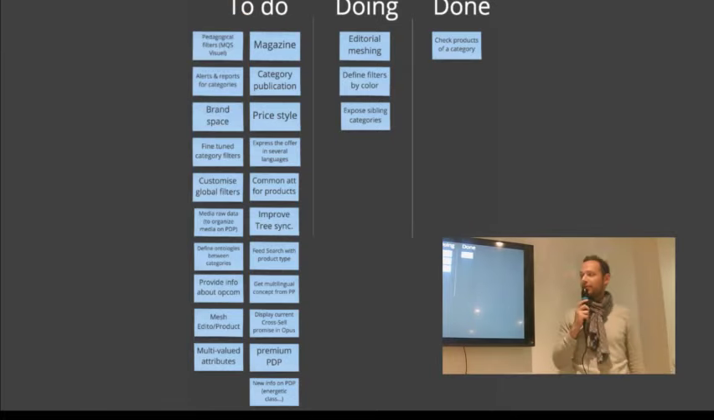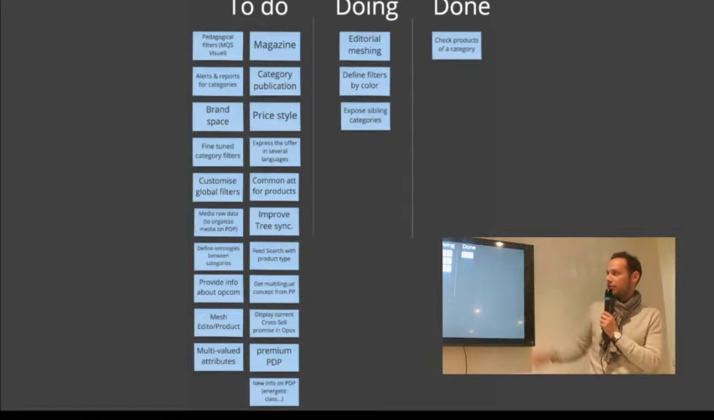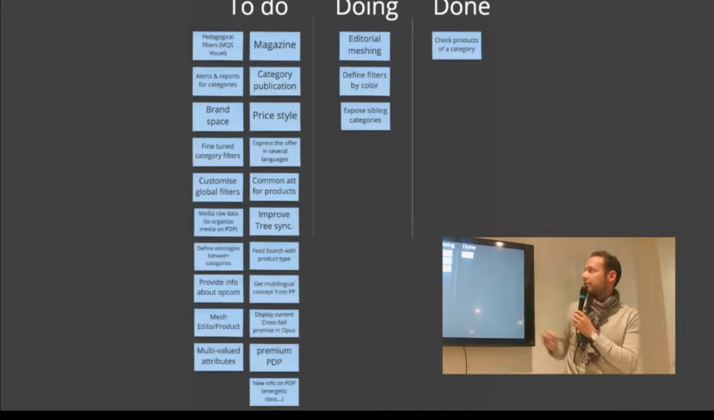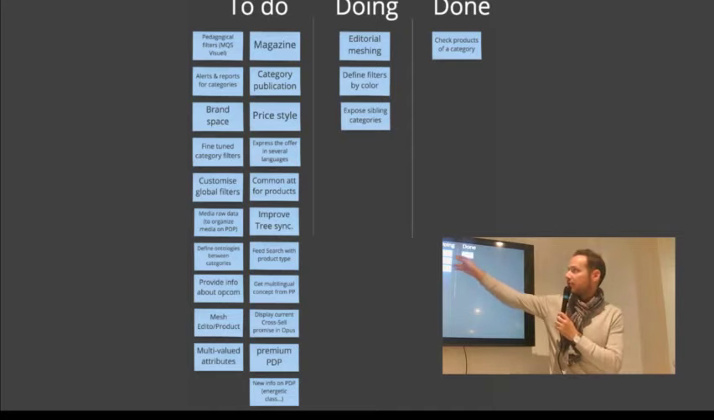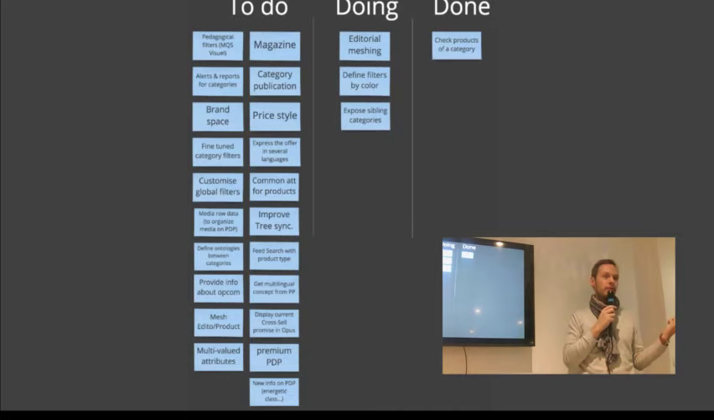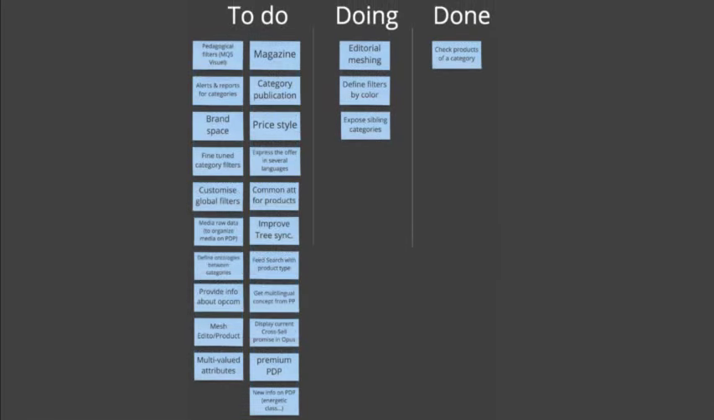This is the first sprint of the release, so these are the new topics we worked on. The main goal is still to have a lot of categories deployed on the Leroy Merlin website. We want to be able to handle what we are going to do with the marketplace and so on. We already did the check of products of a category, which was a new need, as I demonstrated. We are going to work on the meshing of editorials, with the synchronization, and to be able to define some filters by color.